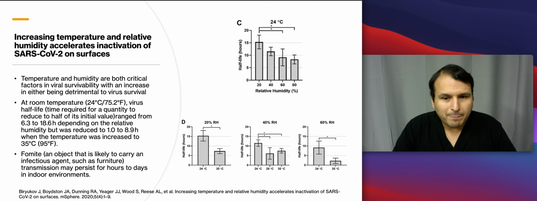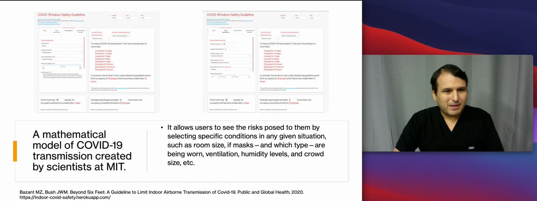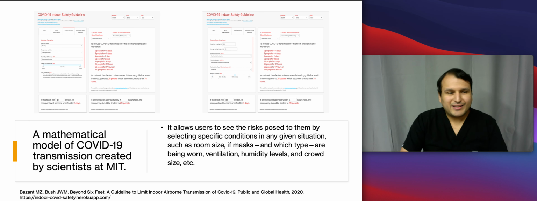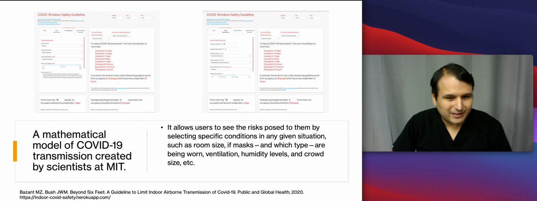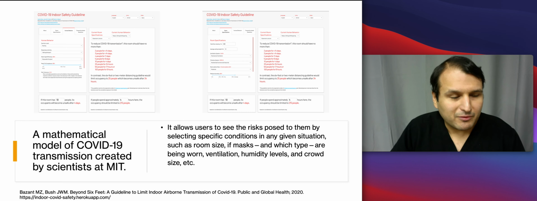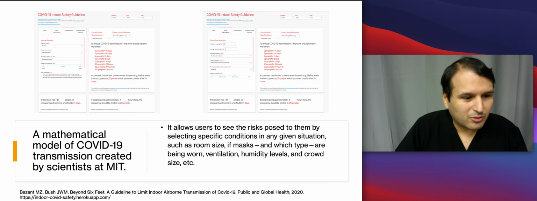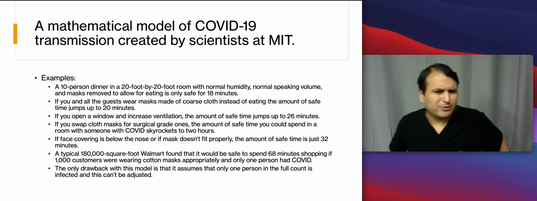So it's interesting because they created a mathematical model. The wonderful scientists at MIT created this mathematical model that's able to put all these factors into place, such as masks, room size, ventilation, humidity, the crowd size. And then, just some examples of what would happen.